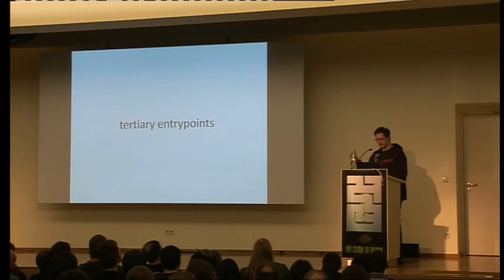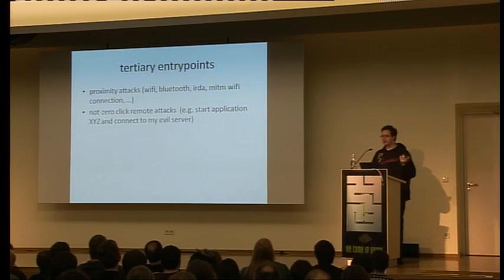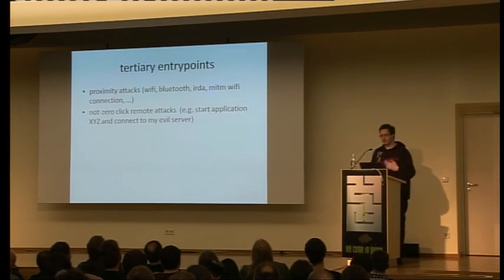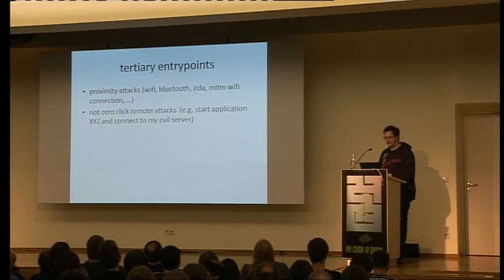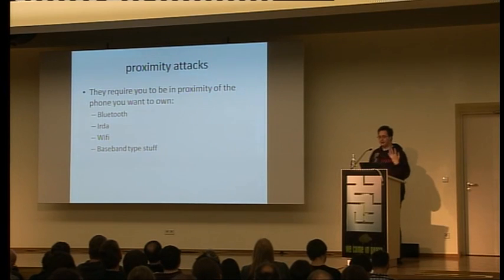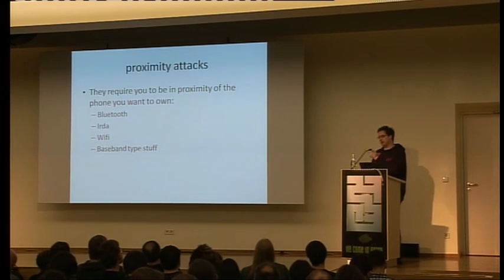So let's look at the third entry point. I'll start with the proximity attacks, and I'll move on to the application stuff. Basically, proximity attacks I've divided up into four pieces, which is basically what most phones either come with or used to come with: Bluetooth or Wi-Fi and your normal baseband, right?